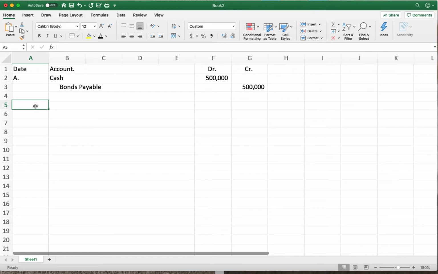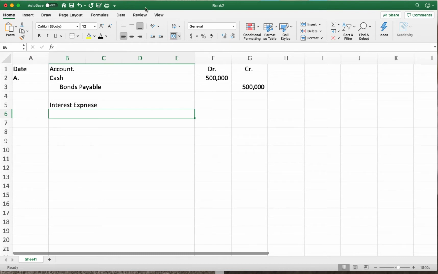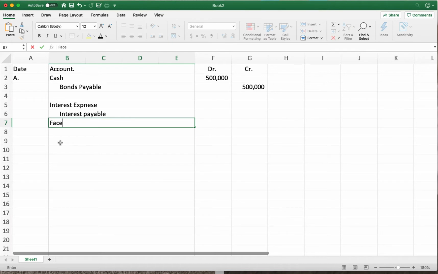Okay. The next one says on December 31st, we need to accrue interest, right? Super easy for us to do. We've done this before, right? We're accruing an interest expense. I need to debit interest expense. And I need to credit, obviously, interest payable. Now, the only thing that differs is the calculation, right? How do we know what to pay interest on? Well, remember, it's always the face amount times the stated rate, or the contract rate.